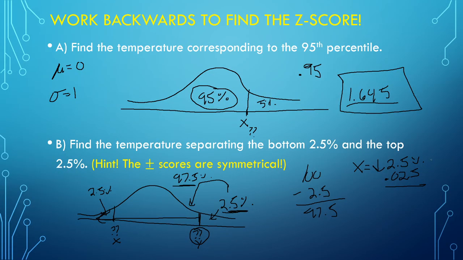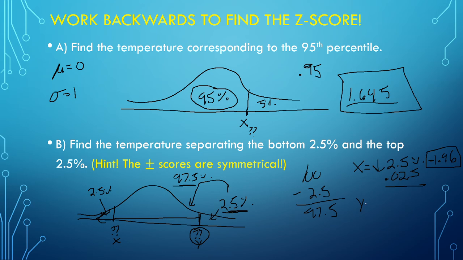So this would be negative 1.96. That would be the z-score, or the temperature in our case, that represents the marker for the bottom 2.5%. So 2.5% of my possible temperature probabilities are below negative 1.96.